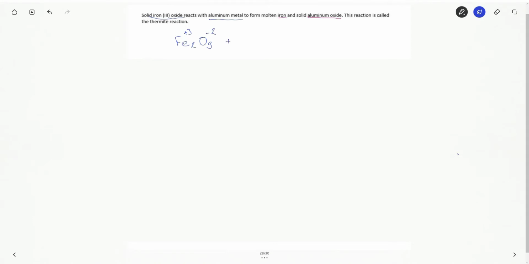Plus, my second reactant is just aluminum metal. That's actually quite easy. That is just aluminum right there. Now, both of these are solid. They're in the solid state. So I'm just going to put an S here by my iron oxide and an S here by my aluminum metal. Okay. These are going to go to form my products.